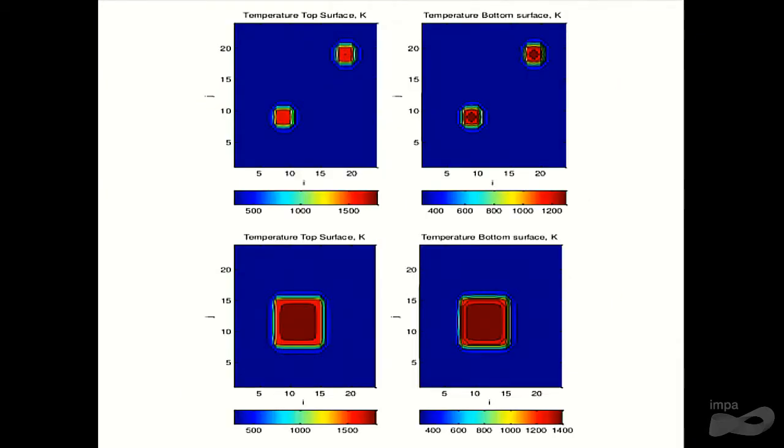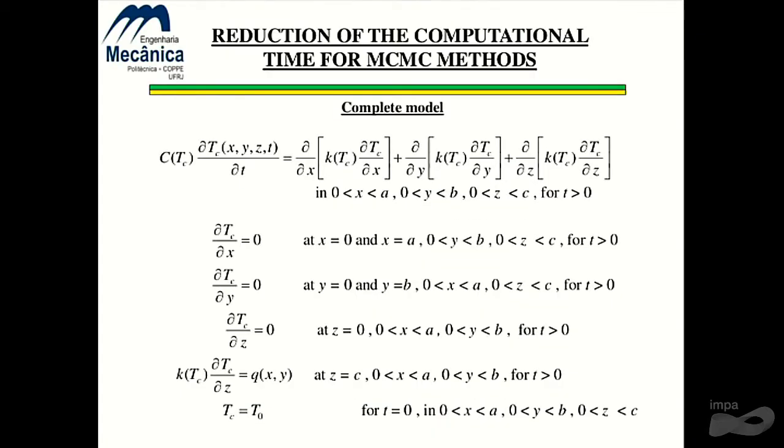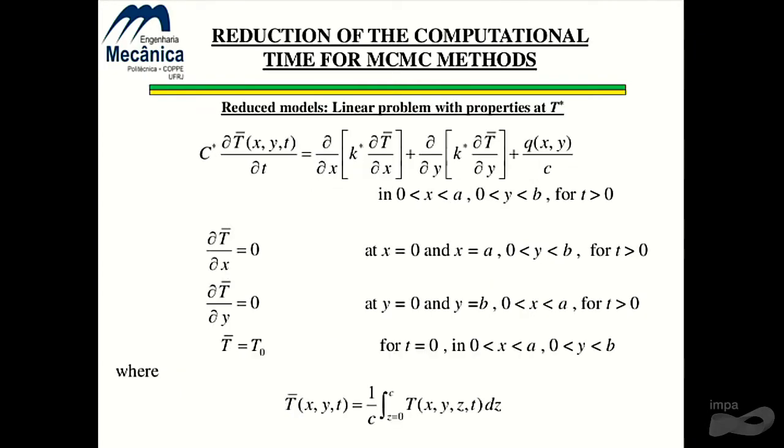The gradients are very large, so we have to take into account the temperature dependence of thermal conductivity and volumetric heat capacity. So this is a three-dimensional nonlinear problem, and although it's only a heat conduction and diffusion problem, you can imagine that generating samples for the Markov chain by solving this problem may take forever. So one idea is to use a reduced model, which I linearize by computing the properties at some temperature T star.